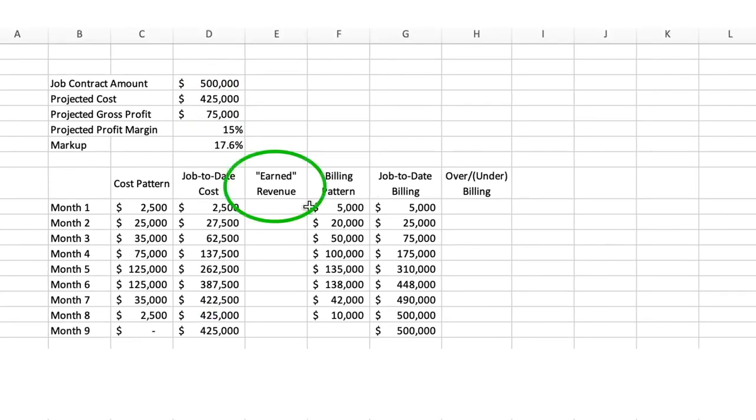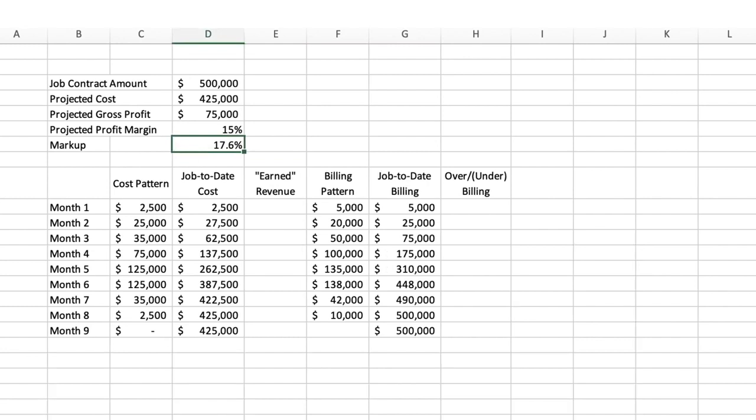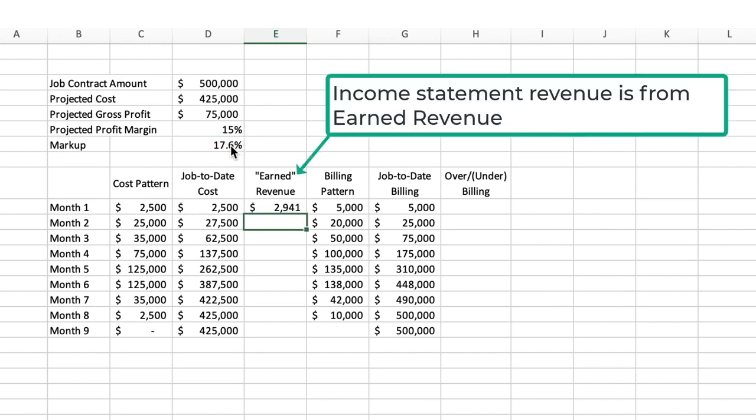So for any given month, how much revenue was recognized? We will start with the first month. The effective markup is 17.6%. When we apply this to the $2,500 in costs that were incurred in month 1, we get an earned revenue of $29.41. The actual billing for the month was $5,000. The income statement would show the $29.41 as revenue, regardless of how much was billed.